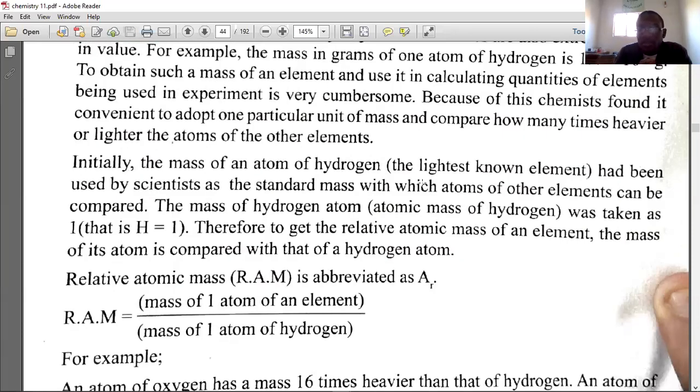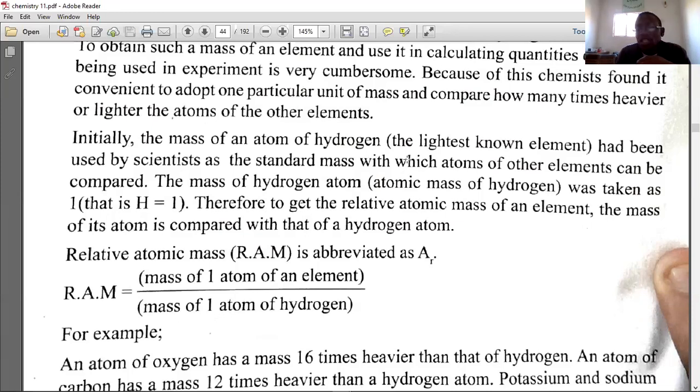Because of this, chemists found it convenient to adopt one particular unit of mass and compare how many times heavier or lighter the atoms of the other elements are. At this point, chemists needed a reference standard to which to compare all the elements. Initially, hydrogen was used as the standard. Every element was compared to hydrogen.